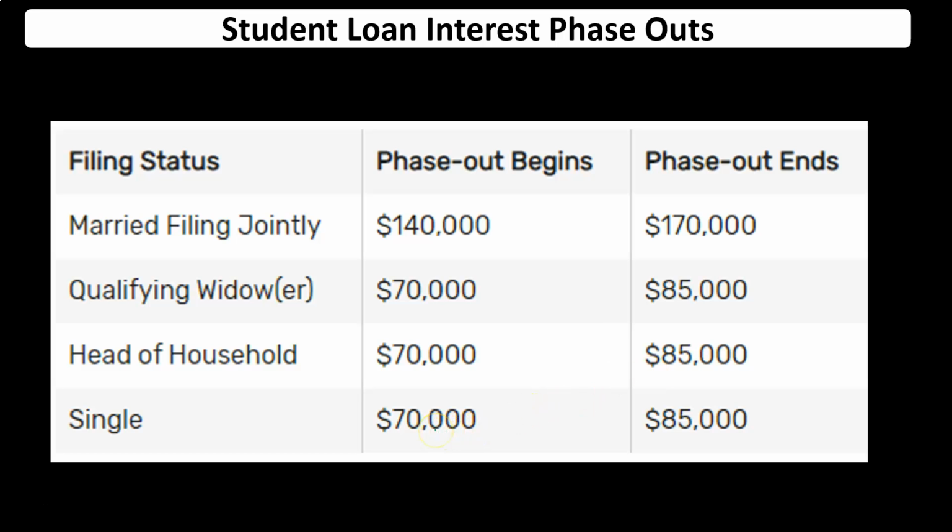Single, you have the same thing. If you're single, you can take it up to $70,000, up to the cap, $2,500, and then it'll start to phase out up until $85,000. After $85,000 of income, you'll no longer get a benefit from the student loan interest.